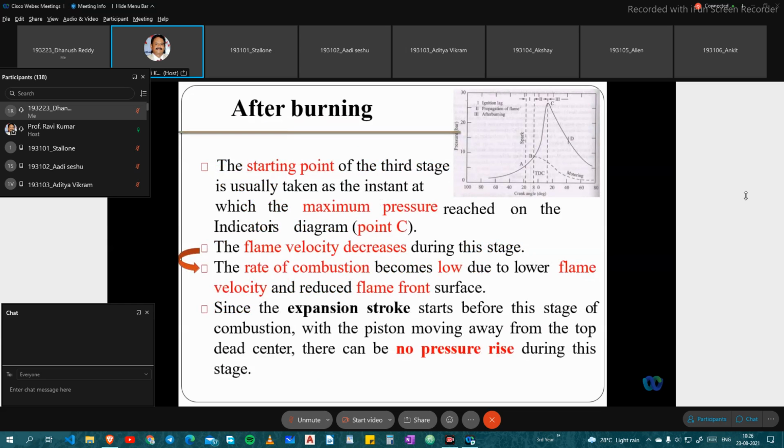And again, we are pushing the piston from BDC to TDC. Because the piston is moving from BDC, whatever exhaust gases are left over inside the combustion chamber will be pushed out through the exhaust valve.